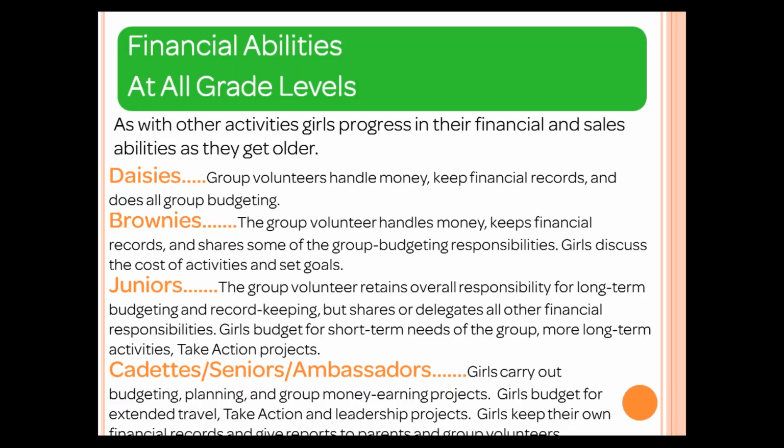At the Cadette, Senior, and Ambassador levels, girls definitely take the lead here. Girls carry out budgeting, planning, and group money earning projects. Girls can budget for extended travel, take action, and leadership projects. Girls keep their own financial records and give reports to parents and group volunteers. Of course, this is done with the group leaders so that things are maintained in a sound financial manner.